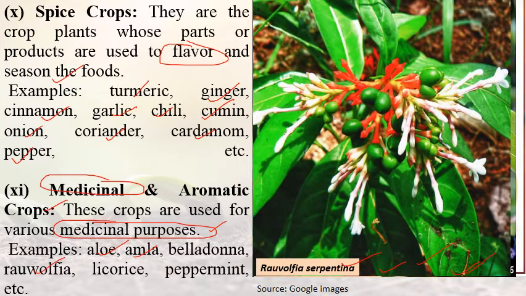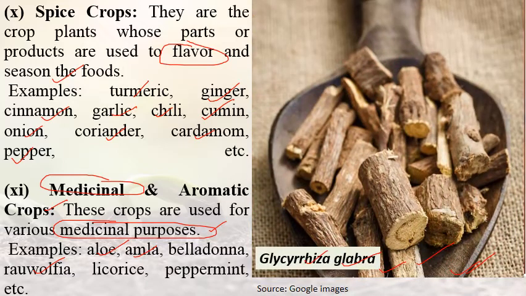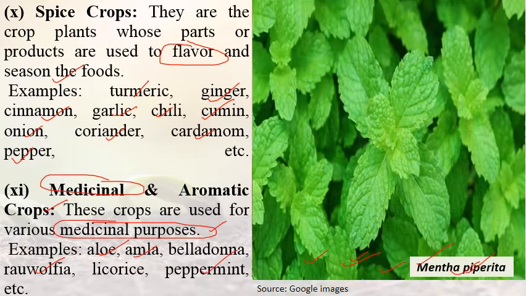Next we have Rauwolfia, which is Rauwolfia serpentina. In Hindi we call it Sarpgandha. Next we have licorice, that is Glycyrrhiza glabra. In this plant we use the roots, and we also call it mulethi. Next we have peppermint, which is mint. So these are some medicinal and aromatic crops.